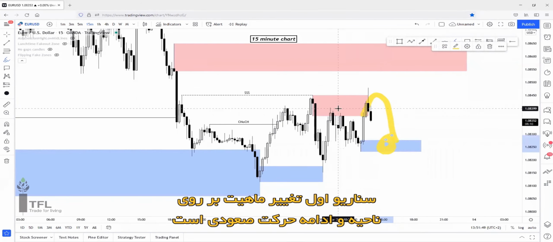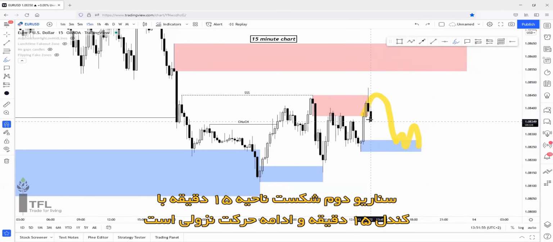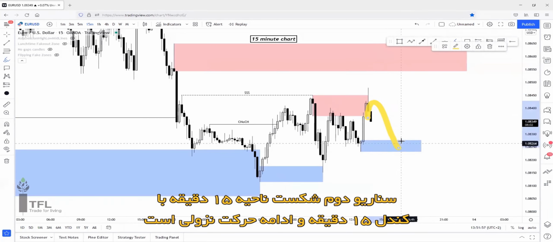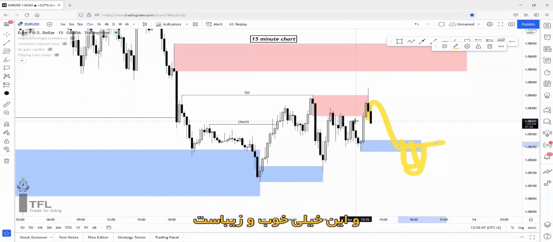The first scenario is a change of character on this zone and continuation of the longs. The second scenario is the 50-minute break of this zone, right? With a 50-minute candle closure and the continuation of the shorts. The exact same scenario is happening that I was talking about at the beginning of the session, and this is beautiful. This is literally beautiful.